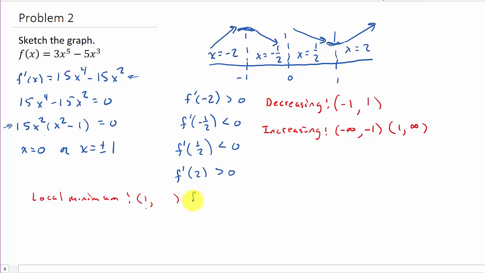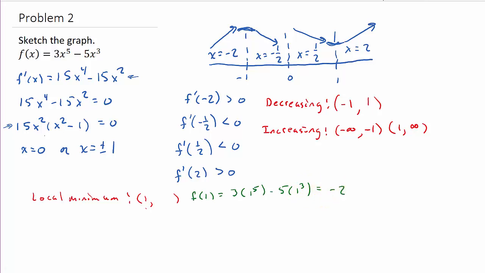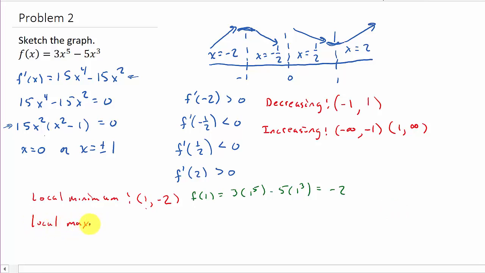So that's going to give me f of 1 is equal to 3 times 1 to the 5th minus 5 times 1 cubed. And that's what? That's just -2. Okay. Yep, 3 minus 5, -2. Then we have a local maximum.